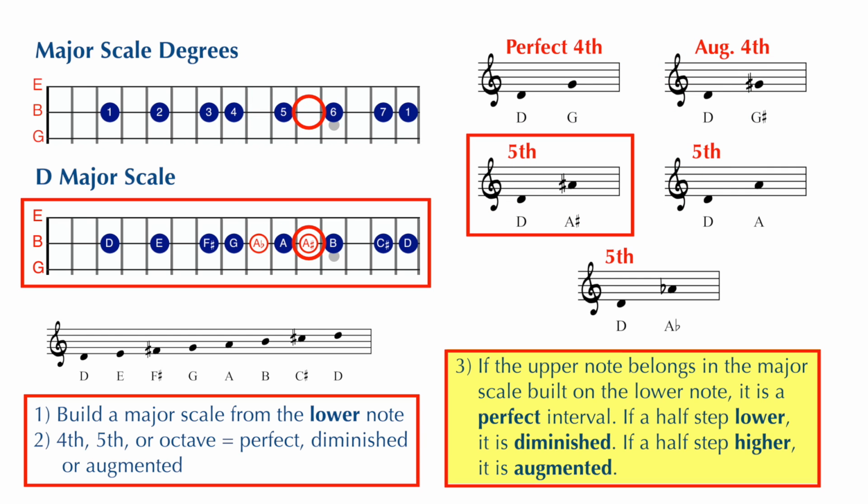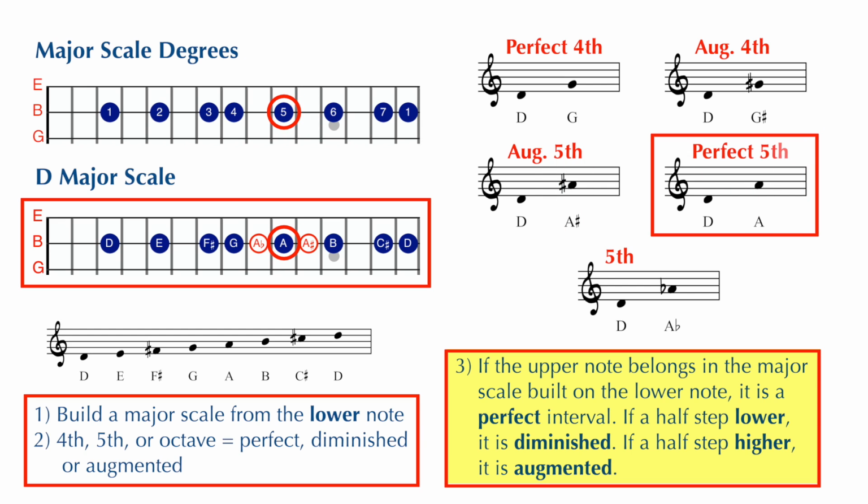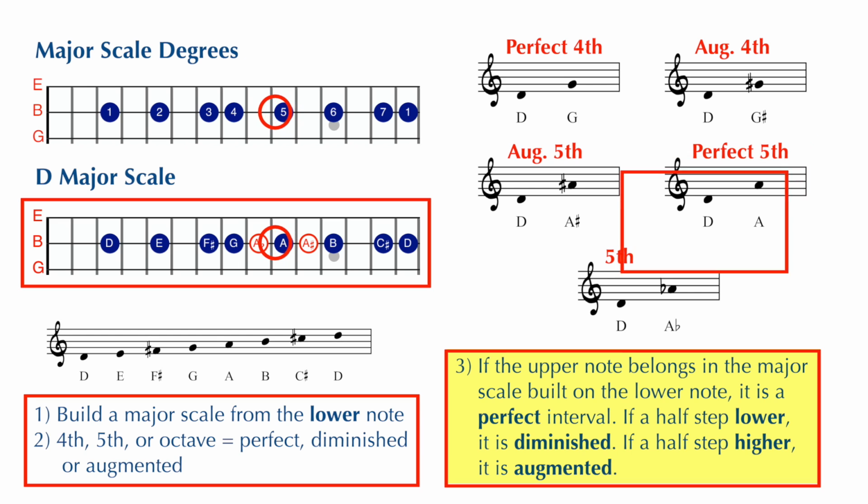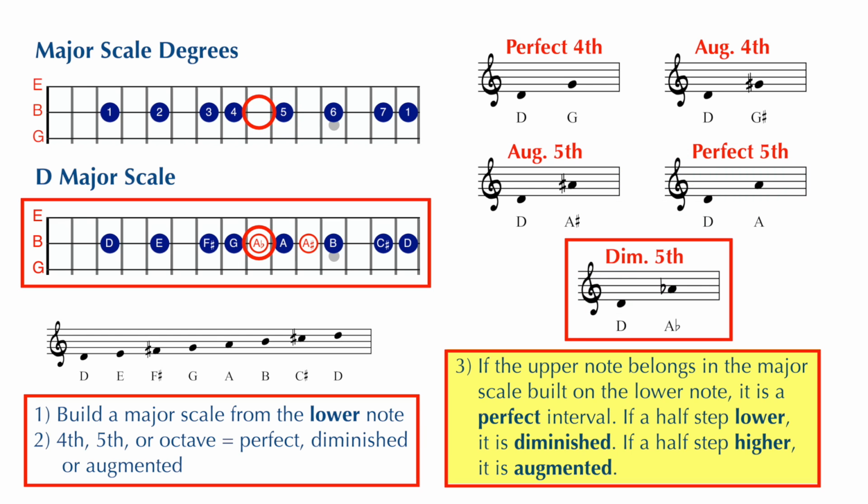D up to A sharp is a fifth. A sharp also is not part of the D major scale. The fifth scale degree of D is A. A sharp is a 1/2 step higher, so D up to A sharp is an augmented fifth. D up to A, which belongs in the D major scale, is a perfect fifth, and D up to A flat is a diminished fifth.